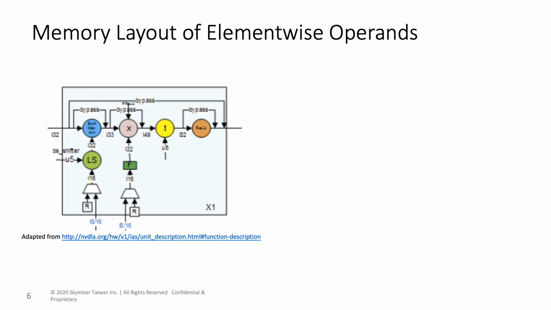Element-wise operands are used in SDP, which can perform element-wise add and/or multiplication between the feature data and an operand. Operands can be supplied in one of three modes: per layer, per channel, or per element. In per layer mode, every element of the input data operates on the same value, which is stored in a register repeatedly used on every element. In per channel and per element mode, the operands are stored in memory.